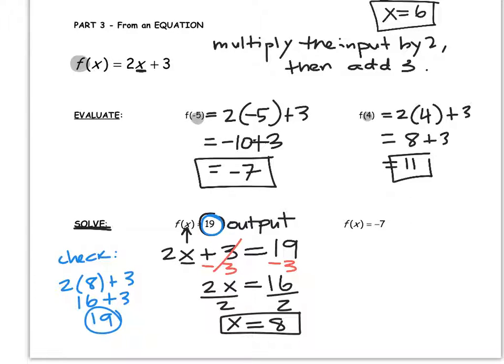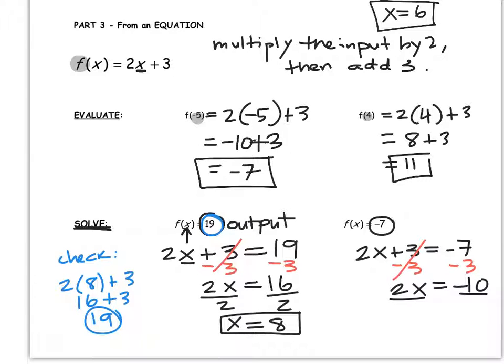All right, f of x equals negative 7. Again, this is an output. So I'm going to take my equation, 2x plus 3, and set it equal to negative 7. Then to solve this, I'm going to subtract 3 from both sides. I get 2x equals negative 7 minus 3, that's negative 10. Divide both sides by 2, and I get x equals negative 5.